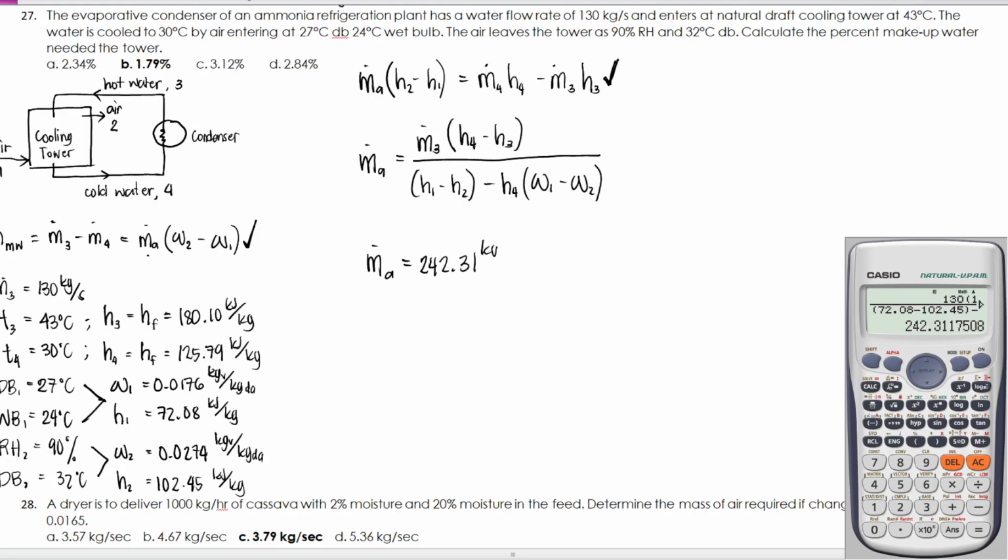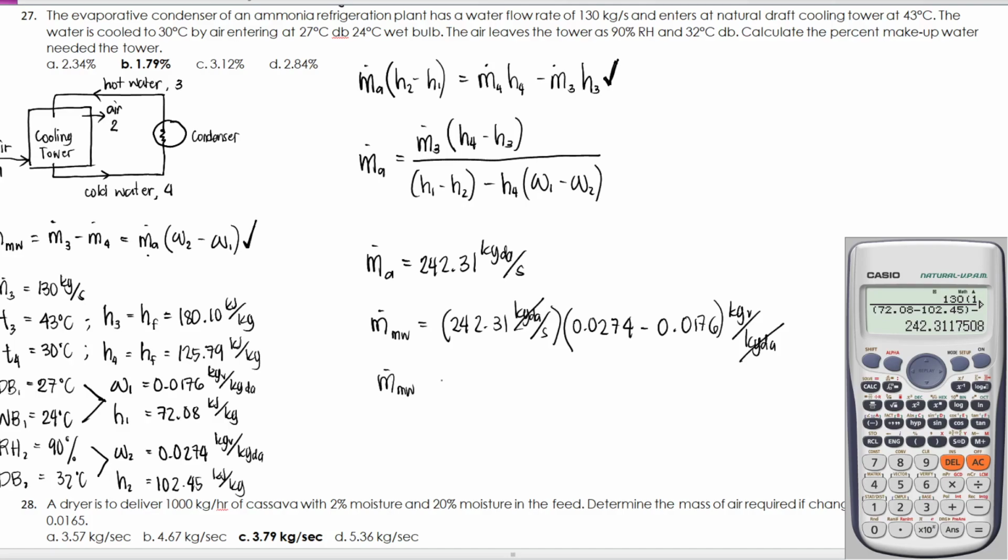242.31 kilograms of dry air per second. So, kung kukuhanin natin yung mass flow rate ng makeup water, that will be mass of air, 242.31 kilograms of dry air per second, times yung change of humidity ratio niya na 0.0274 minus 0.0176. Humidity ratios are in kilograms of vapor per kilograms of dry air. So, cancel ito. So, ang mass of makeup water is in terms of kilograms of vapor.